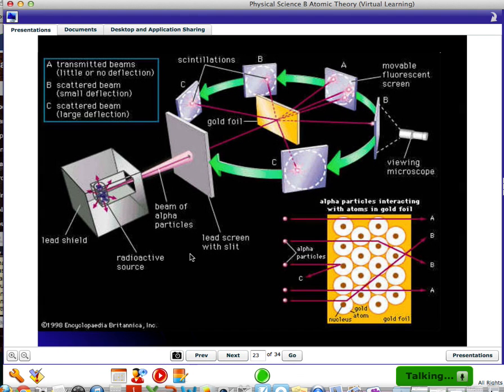So here's actually what the experiment looked like. He had receptors all around the gold foil to measure the path of those charged particles. He had the beam of alpha particles fired through and hitting the gold sheet, and you can see how some of those particles actually bounced off the gold and didn't follow the normal trajectory.